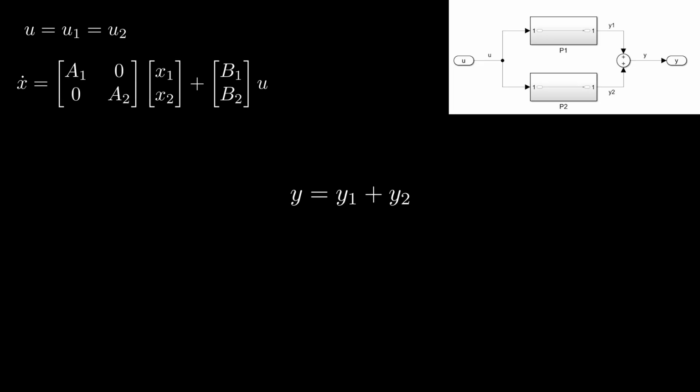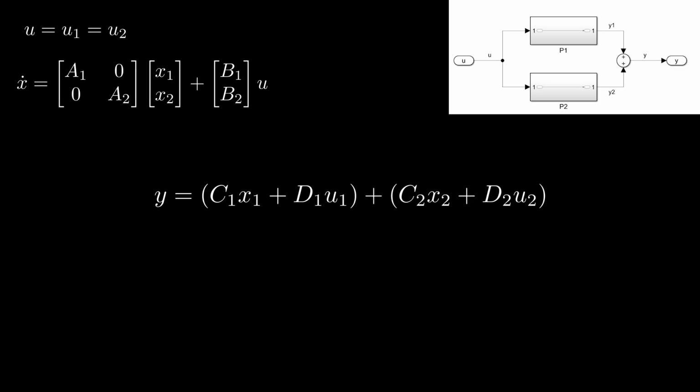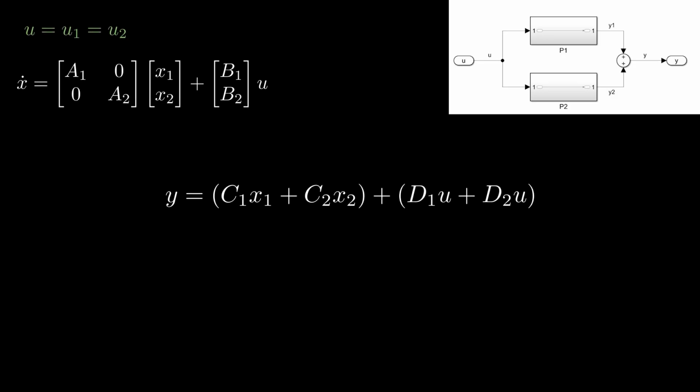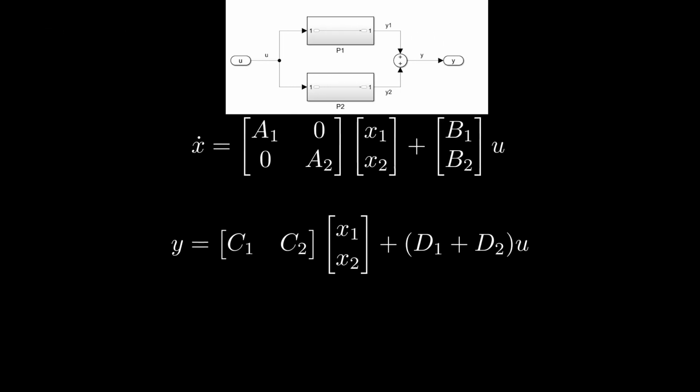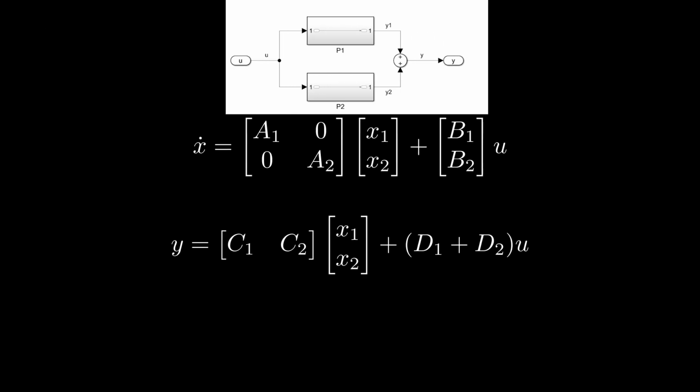Next, let's do that with the output equation. Each system has its own output equation. Here, we can rearrange our terms. And again, we know we can just use U for U1 and U2. By definition of matrix vector multiplication and the distributive property, we get this. And there you go. Now you know how to derive the parallel interconnection equations.